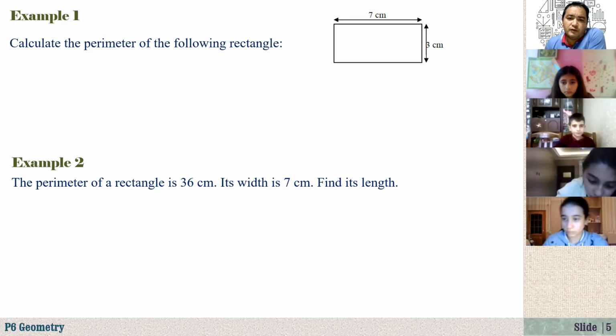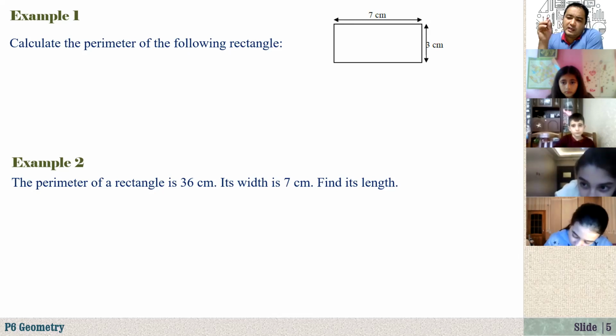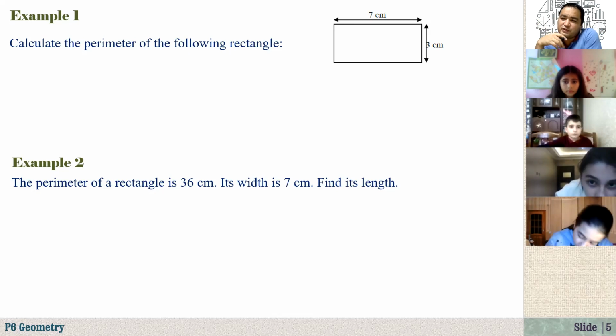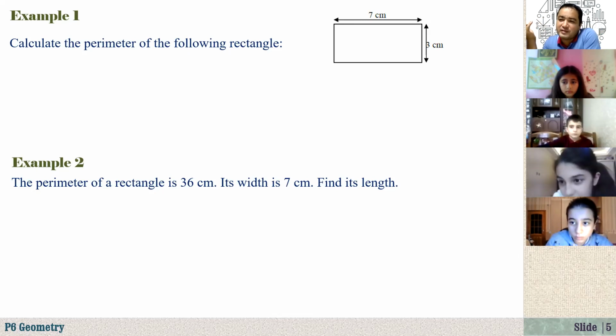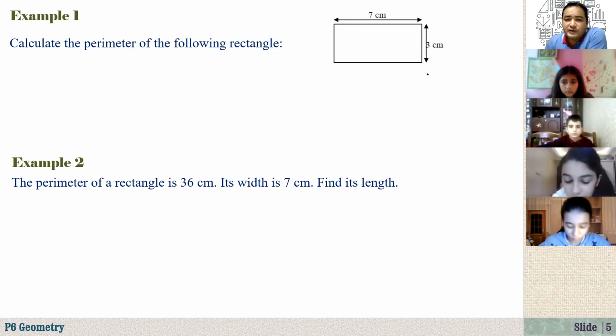Calculate the perimeter of the following rectangle. Again, guys, as much as possible, I really encourage you to solve these questions using algebra. What do I mean by algebra? Using variables, form your equation, then solve it. If you really understand this method, as I told you, you can solve any question. It's very easy.